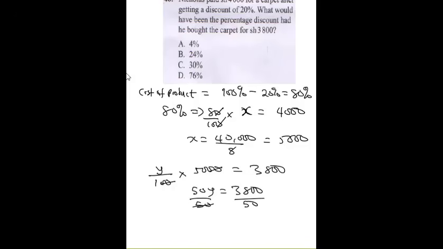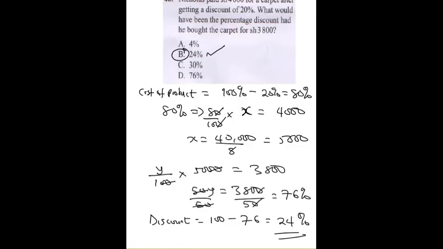You are going to get y, 0 cancels 0. 5 into 38, you're going to get 7. Bring 3 here, you're going to get 76%. So he paid 76%. So discount is now going to be what? 100 minus 76, and that will give us what? 24% discount. So because he paid 3,800, he actually got a discount of 24%. So my correct answer here is going to be B.